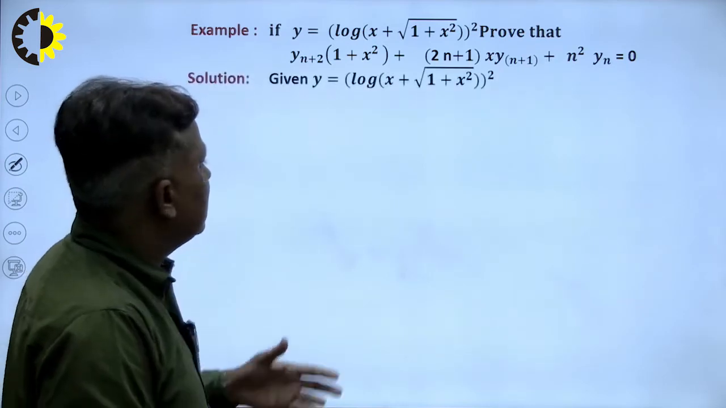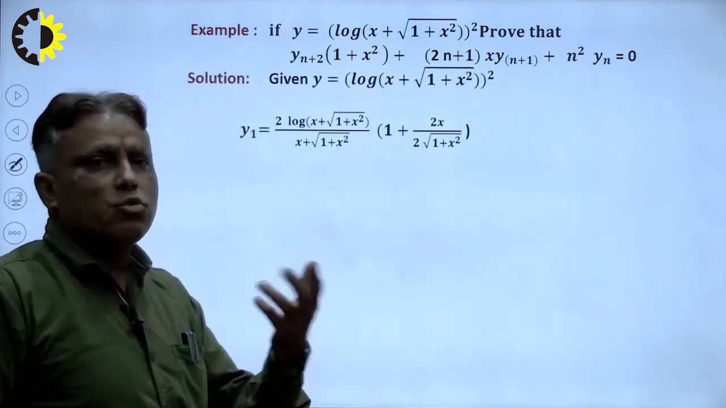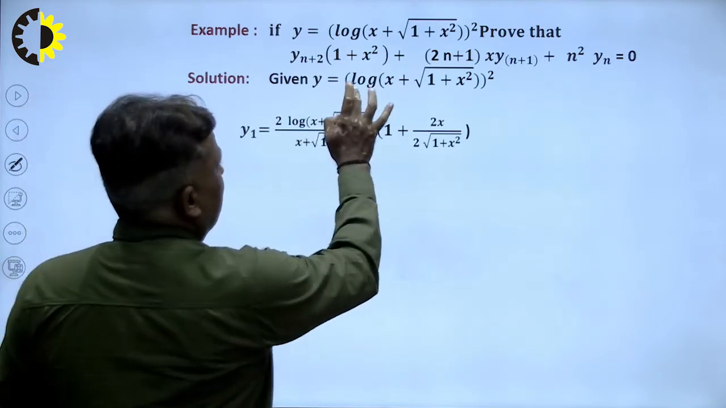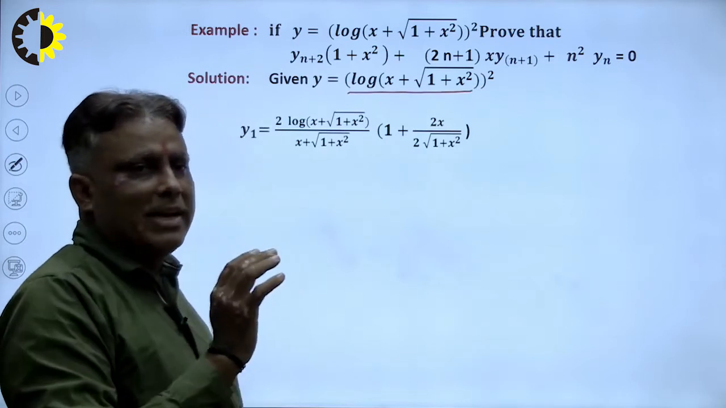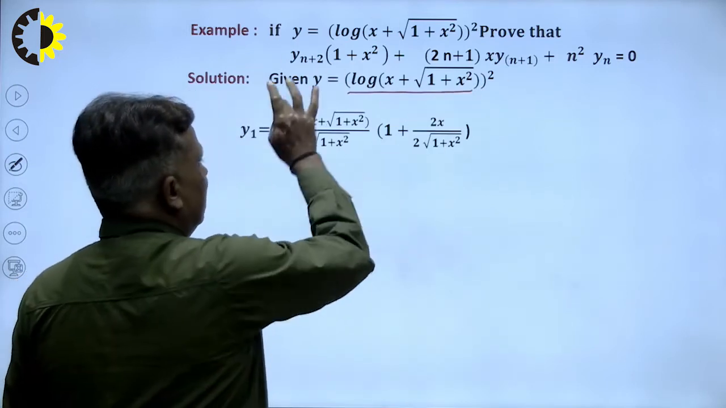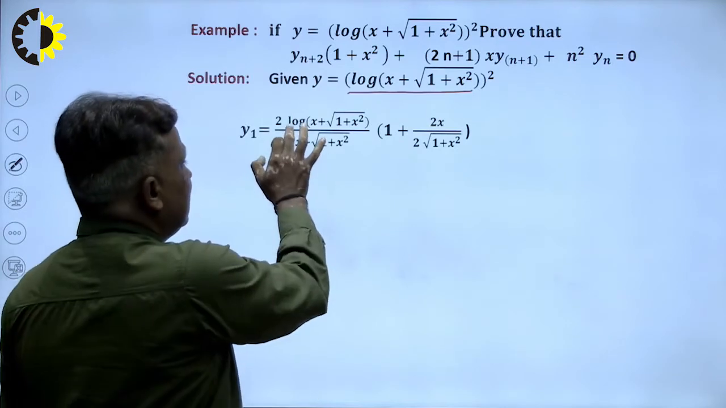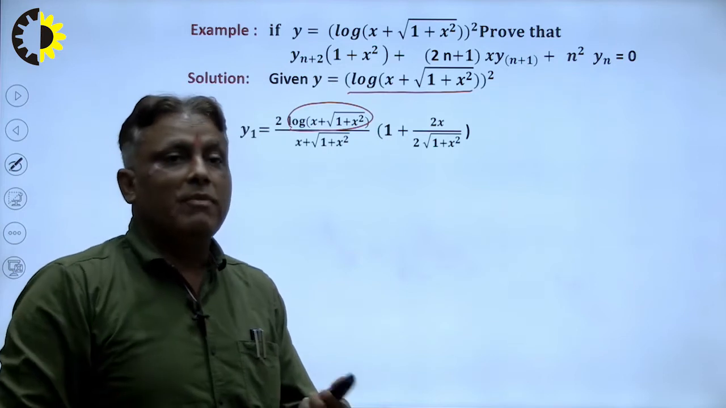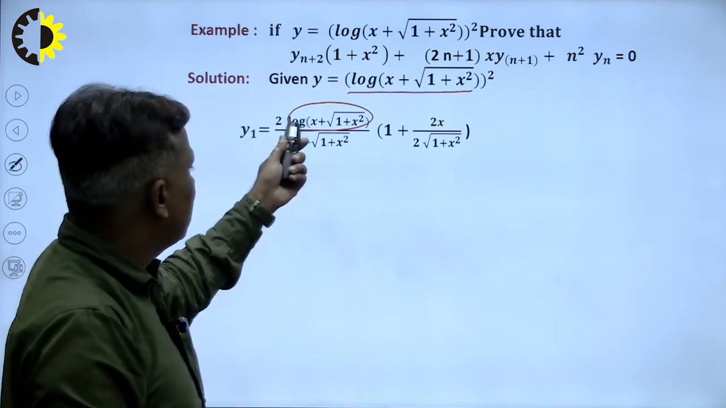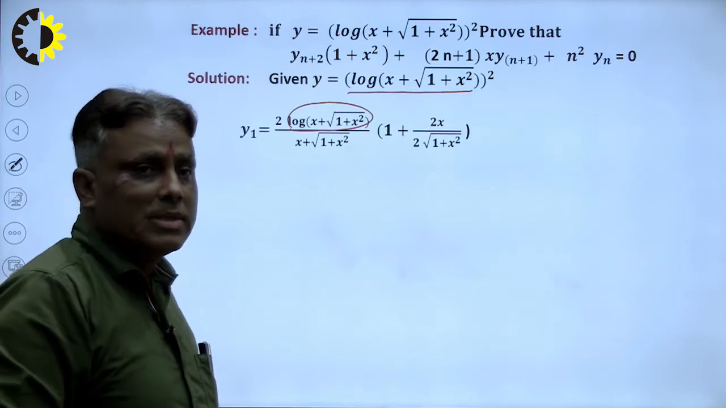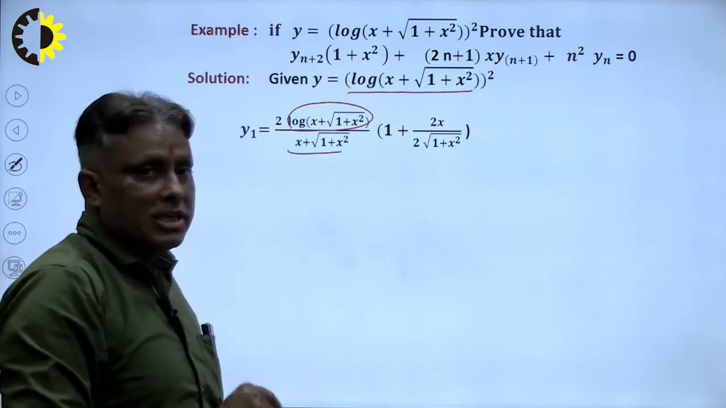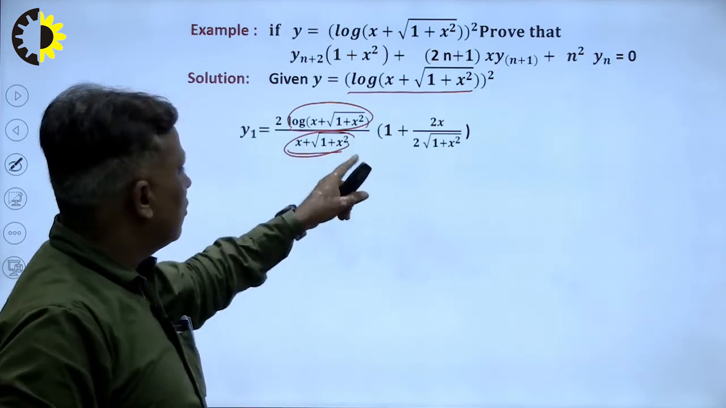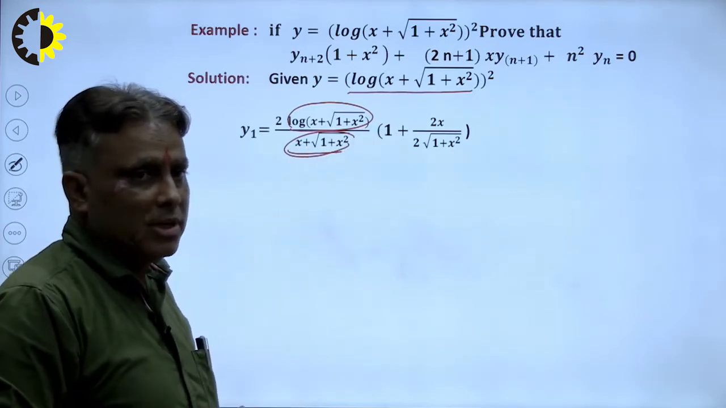How to solve? This is the given condition, right? Suppose I want to calculate first y1, that means the first derivative of the given problem. How to calculate? This is the power of 2, so first of all I treat it as an algebraic function. So 2 comes outside and the power will be less by 1. So log as it is, right? What will be the differentiation of log? The differentiation of log will be 1 upon x plus under root 1 plus x square, so this will be 1 upon this, right? Now the question is what will be the differentiation of this? So x differentiation is 1, and what is the differentiation of under root 1 plus x square? That is a very important differentiation, right?